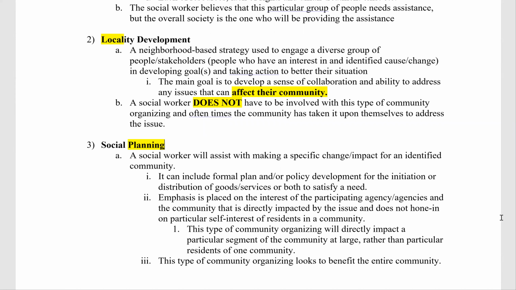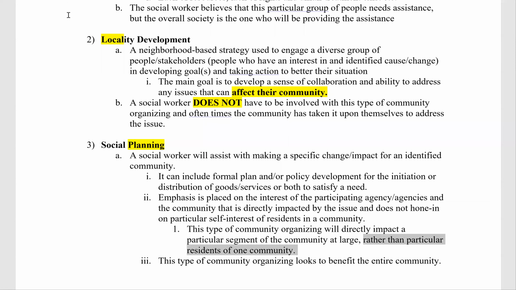So it has a huge emphasis placed on the interest of the particular participating agency and/or multiple agencies and the community that is directly impacted by the issue, and does not hone in on particular self-interest of residents and a community. So it's focused on not just a community, but over a long span, focusing particularly on vulnerable populations. So this type of community organizing will directly impact a particular segment of the community at large rather than particular residents of one community.